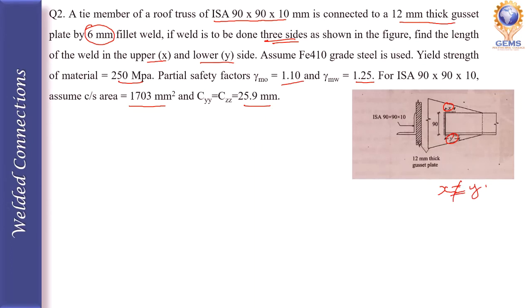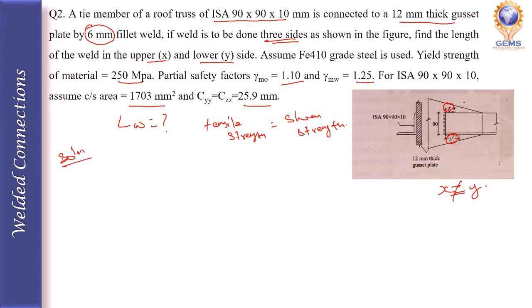If we want to find the x and y values, we have to know the length of the fillet weld. So how can we find the length of the fillet weld? By equating the tensile strength to the shear strength. So how do we do the problem?